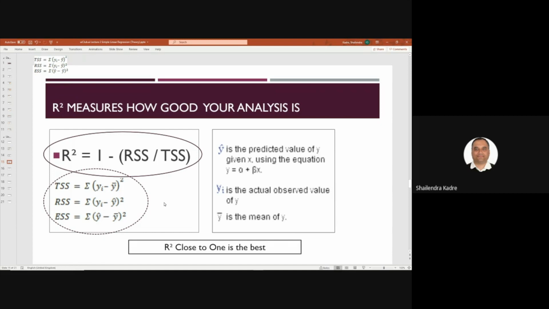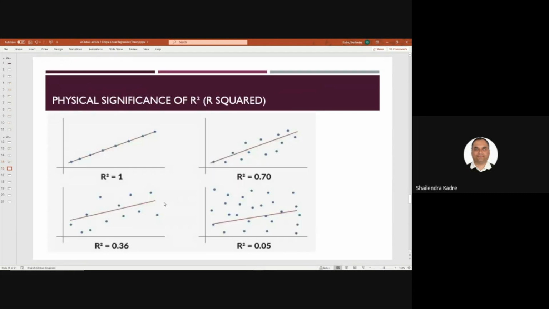Very simple, na? Total variance is something like 100, and how much of that you have explained is in the numerator. So how good your model is is in the numerator, and the total is in the denominator. So very simple: explained upon total, explained error upon total error. So this is your R square. R square close to 1 is the best. This is very easily understood.